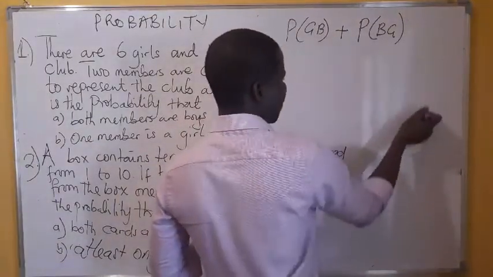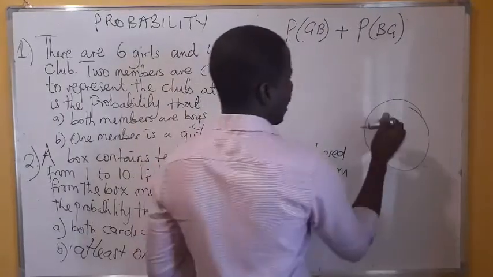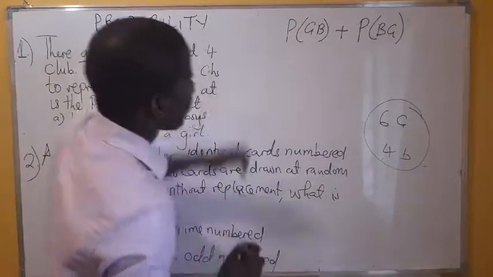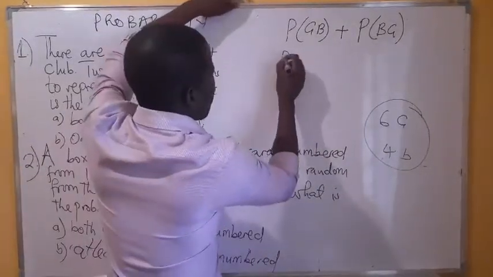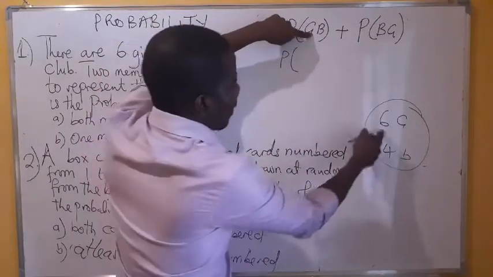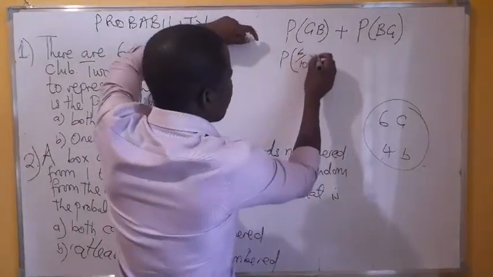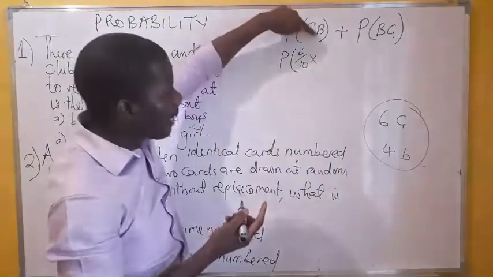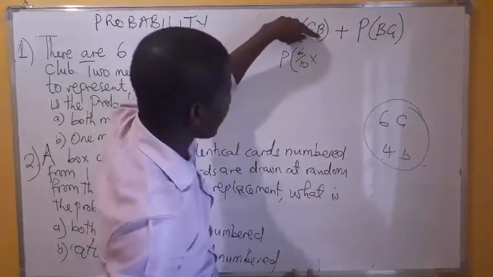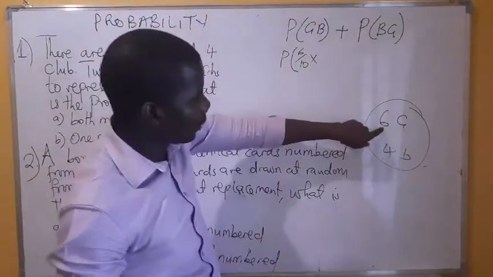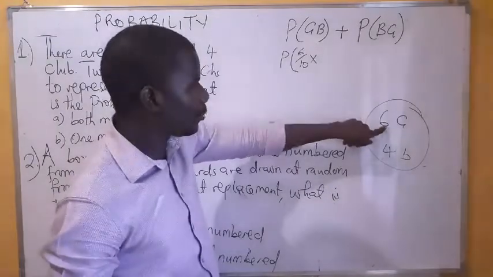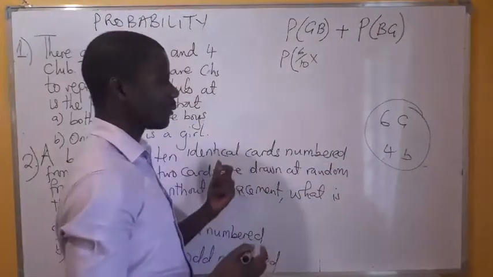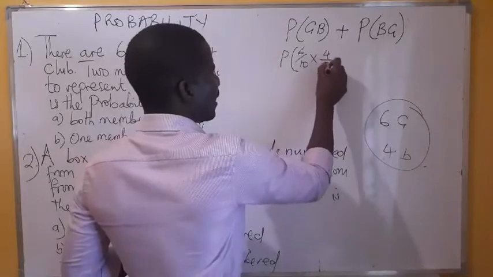So remember this is what we have here. We have 6 girls and 4 boys. For this one, if the first one is a girl, we are going to have 6 over 10 multiplied by the second one is a boy. Please follow me. The total number has reduced because one girl has been selected, from 10 to 9. But the number of boys remains intact because the first one selected is a girl. So we have 4 over 9.